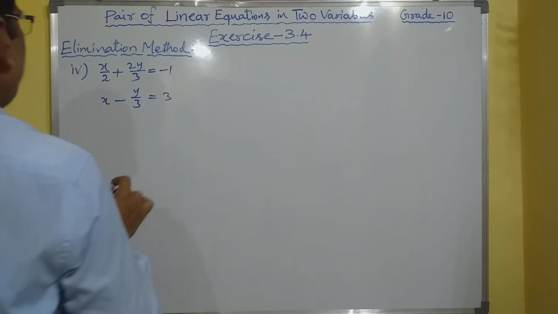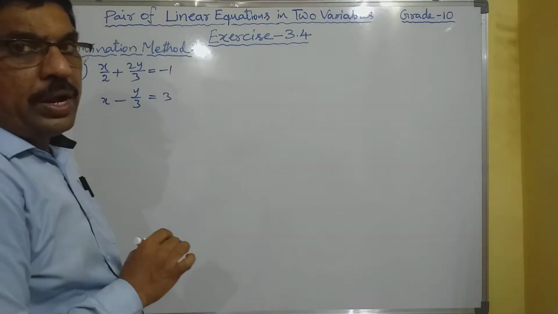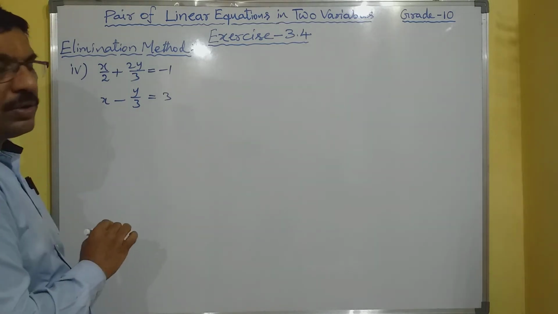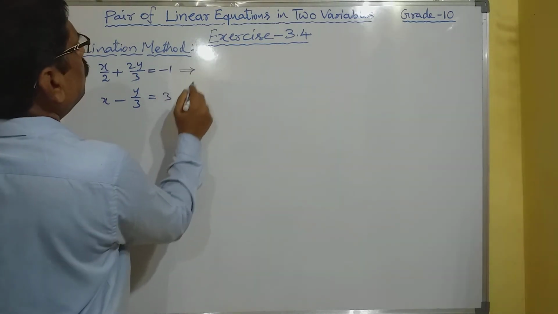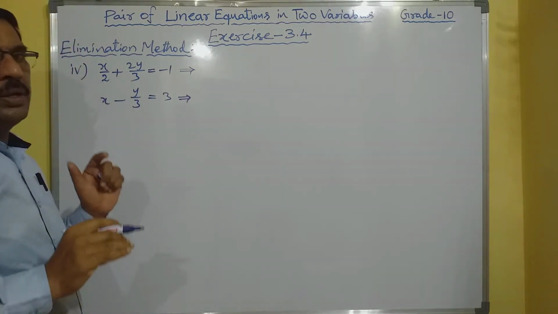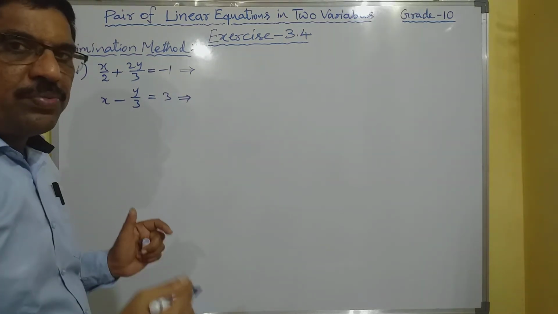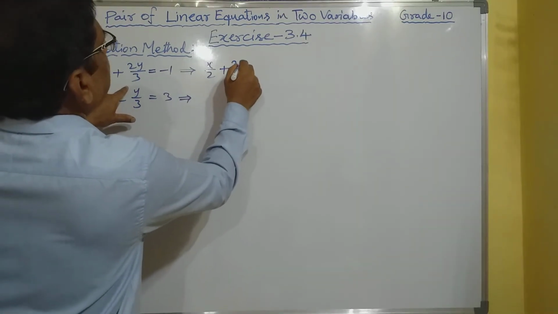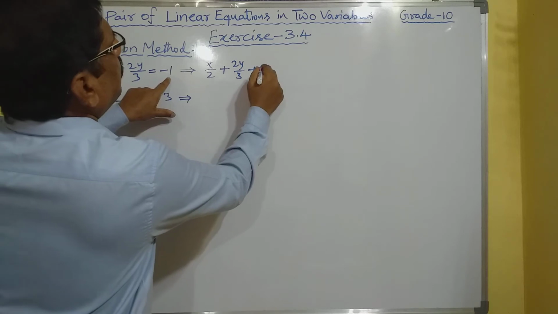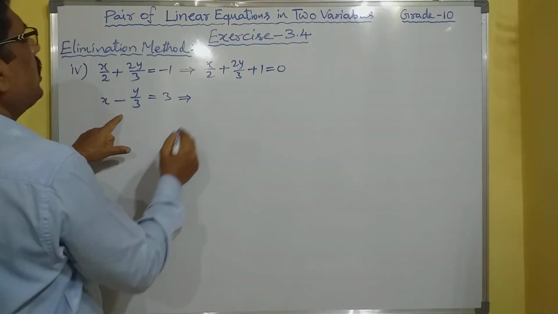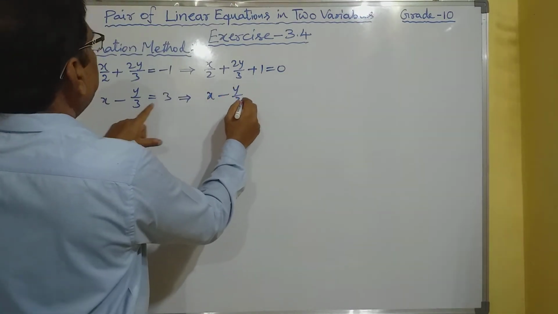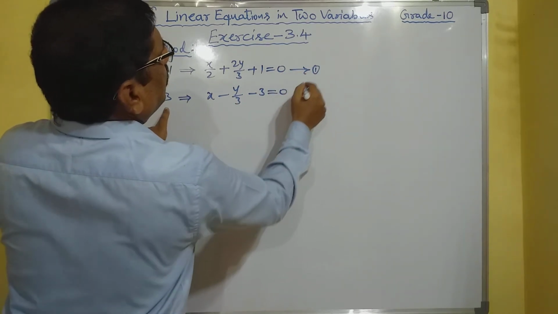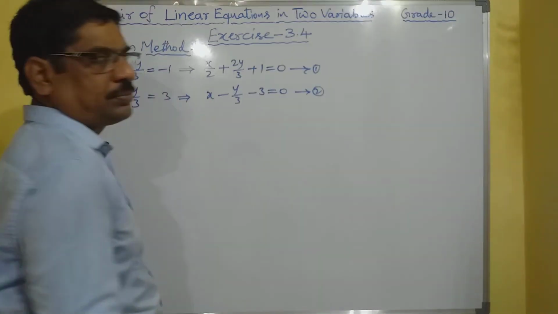Now look at the fourth problem. x by 2 plus 2y by 3 is equal to minus 1 and x minus y by 3 is equal to 3. Let us take all the terms to LHS so that we get the equations in the form ax plus by plus c is equal to 0. Now x by 2 plus 2y by 3 minus 1, if you take to LHS it becomes plus 1. And here x minus y by 3 plus 3, if you transpose to LHS we get minus 3. Now let us take these two equations as 1 and 2.